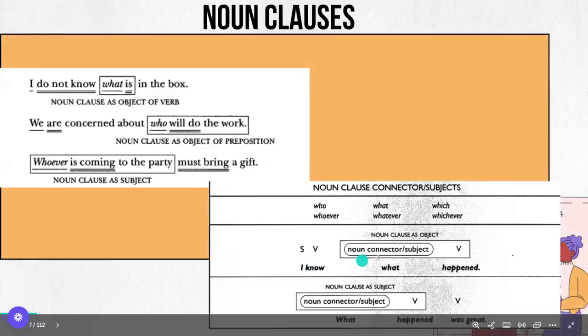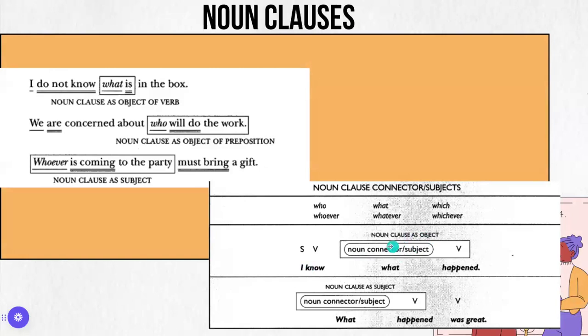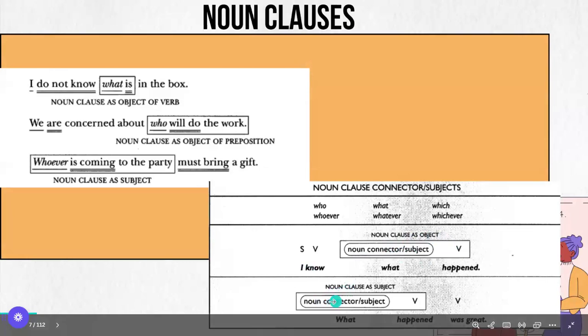Subject, verb, my noun clause as the object, and my verb. Or I can have my subject, verb, which is a noun connector, and the verb.